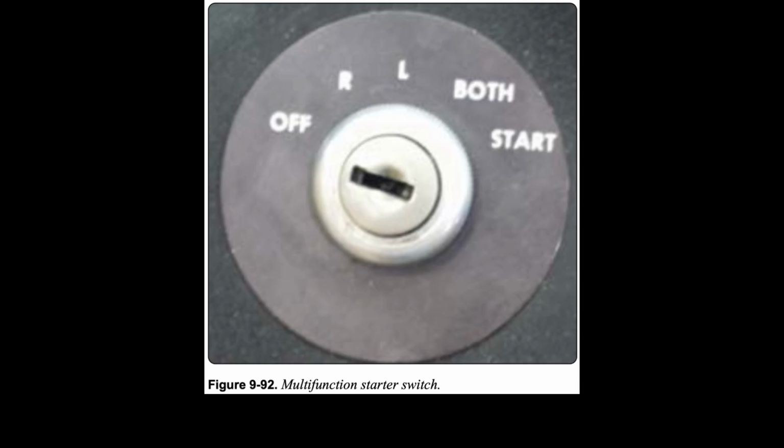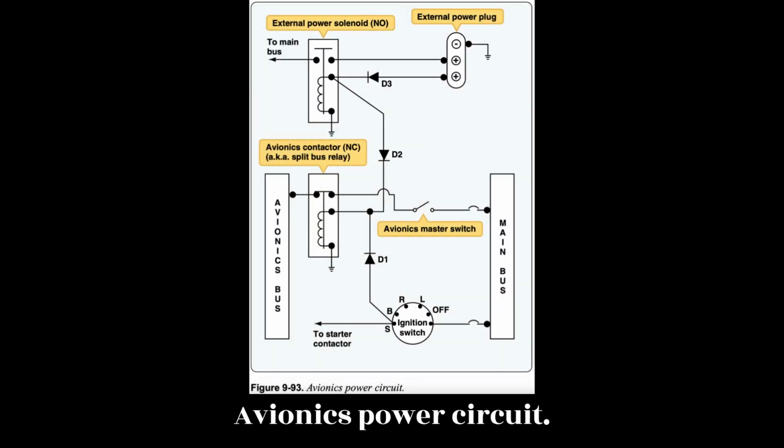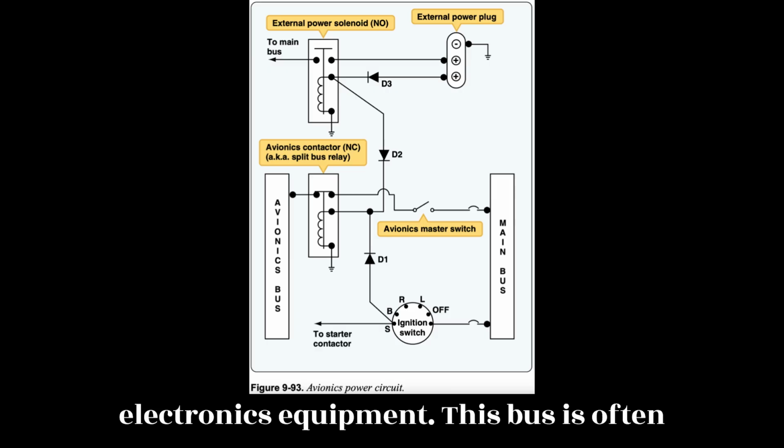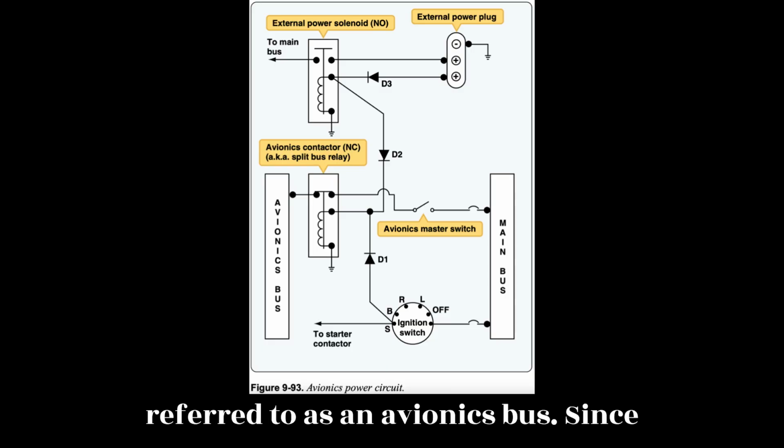Avionics power circuit. Many aircraft contain a separate power distribution bus specifically for electronics equipment. This bus is often referred to as an avionics bus.